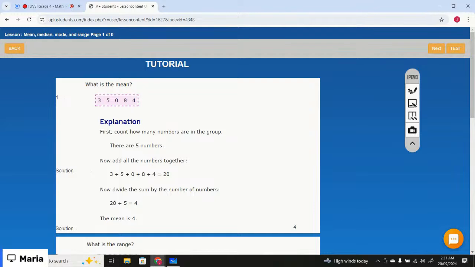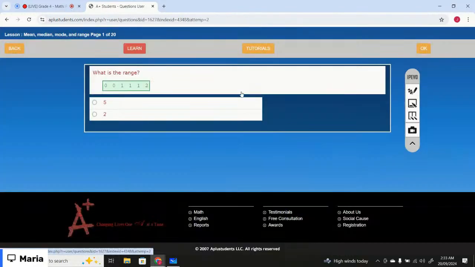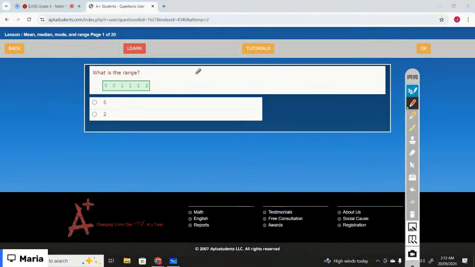Let's just start with the test questions, right? What is the range? The range is the difference between the greatest number and the smallest number in the given data. So the greatest number in the data is 2 and the smallest number is 0. So 2 take away 0 is 2. Option number 2 is the correct option, right?